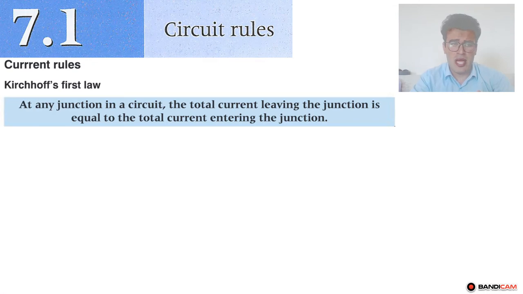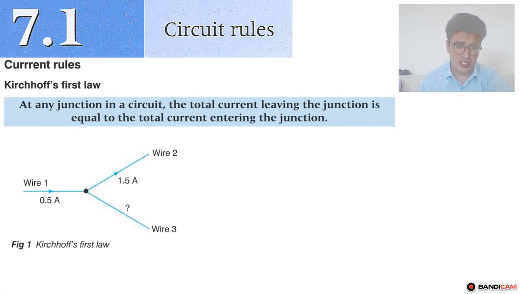The first rule that we have is called Kirchhoff's first law. Kirchhoff's first law, which is about the current rule in an electric circuit, tells you that at any junction in a circuit, the total current leaving the junction is equal to the total current entering the junction. What does it mean? For example, we have a junction like this one here, with three wires connected at it. The junction is the connecting point of these three wires.